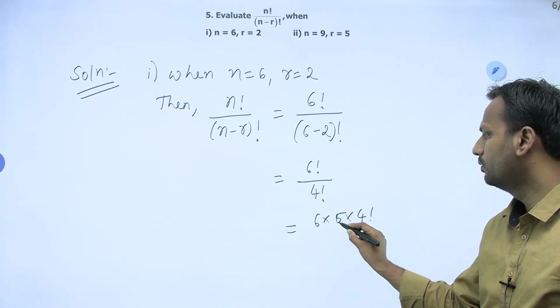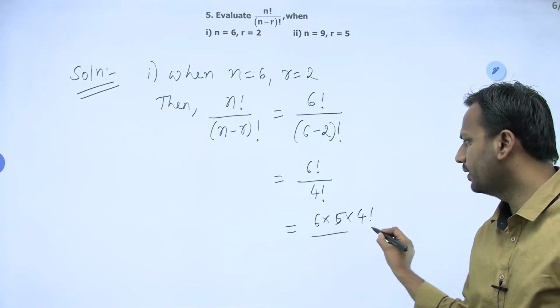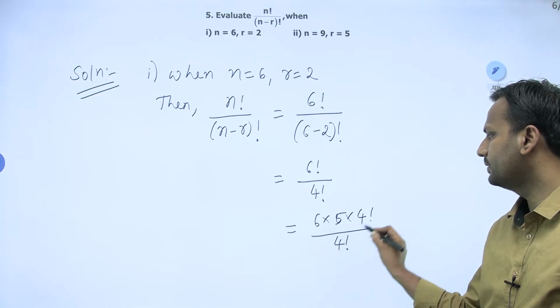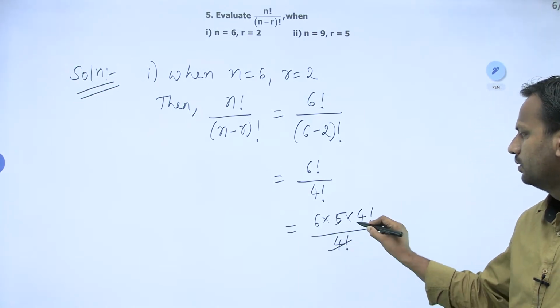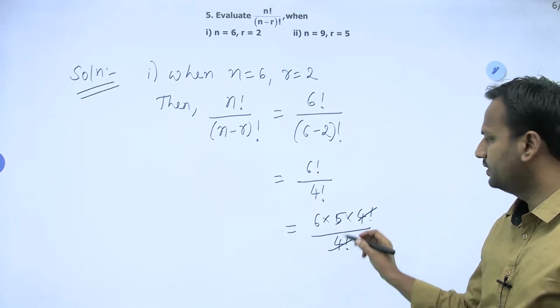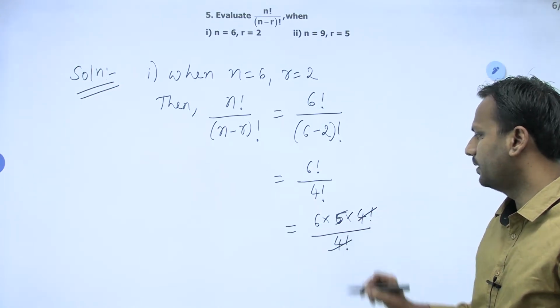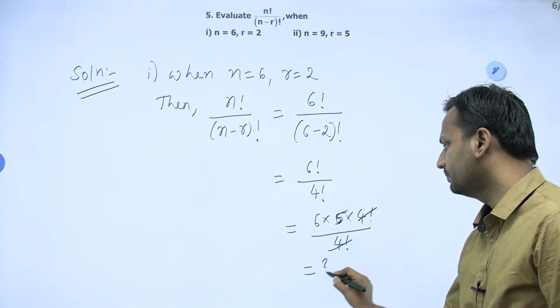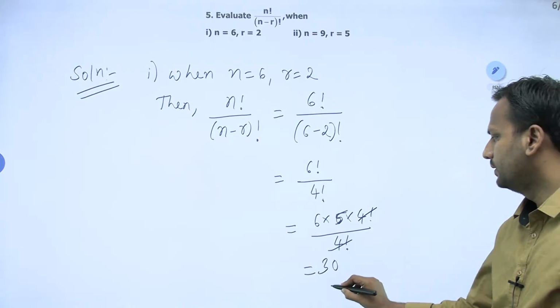Right? 6 into 5 into 4, divide by what here? 4 factorial, to cancel this. I have stopped here. So this 4 factorial gets cancelled, students. What happens? 6 5s are 30. Got it? 6 5s are 30.